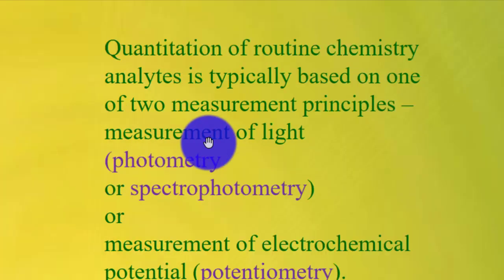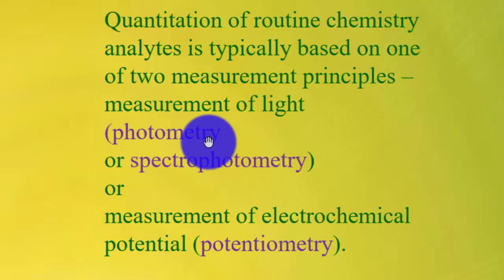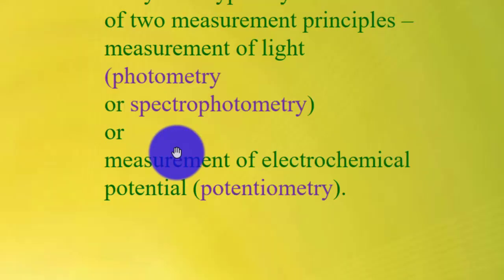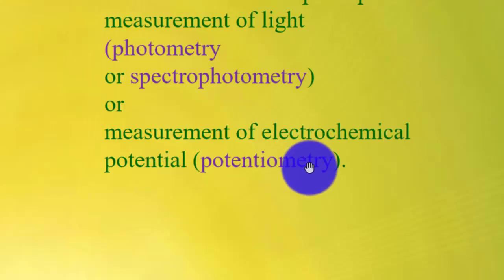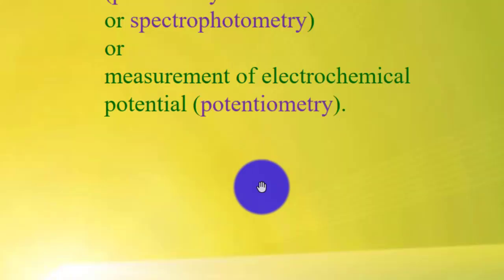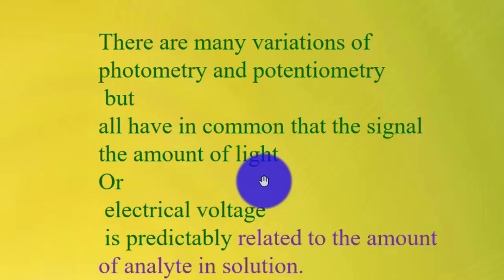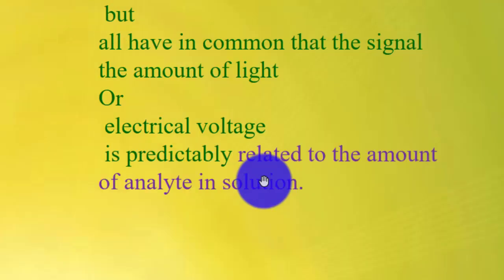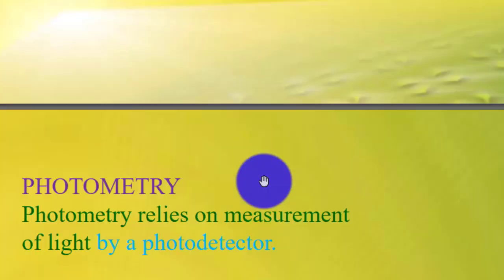Quantitation of routine chemistry analysis is typically based on one of two measurement principles: measurement of light, photometry or spectrophotometry, or measurement of electrochemical potential, potentiometry. There are many variations of photometry and potentiometry, but all have in common that they signal the amount of light or electrical voltage, which is predictably related to the amount of analyte in solution.